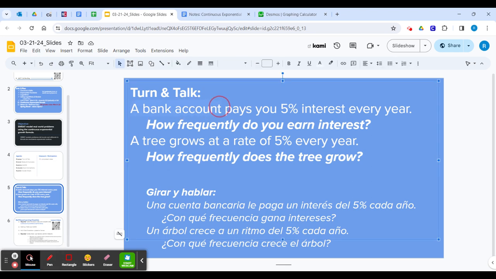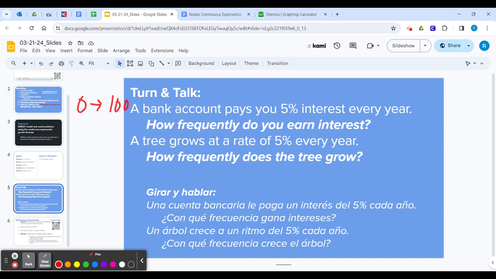So first off, let's say a bank account pays you 5% interest every year. How frequently do you earn interest? What happens is, year zero, let's say you start with $100. At the end of year one, you're now up to $105. Because that interest kicked in. At year two, you are going to bump up to about $110.25. And nothing's happening in between these points. Your bank account's just waiting for that year to hit, and then it pays you.